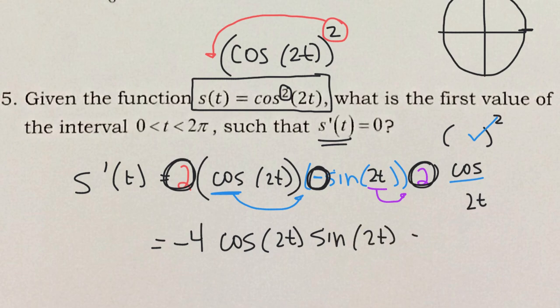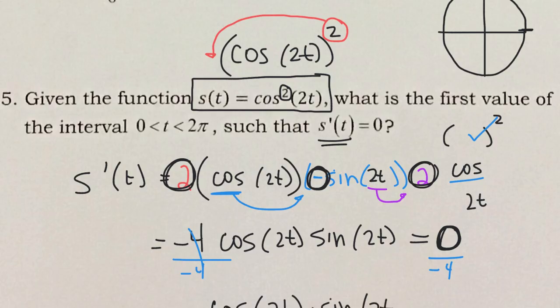And I want to know, when is that going to be equal to 0? So now let's use our algebra skills. First we're going to divide both sides by -4. Let's get rid of that. That doesn't change 0, of course. So cosine of 2t times sine of 2t still equals 0.